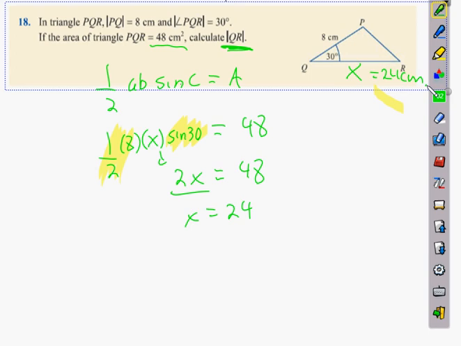Number 20? Yes. You alright with that? Nice one. Yeah, yeah.